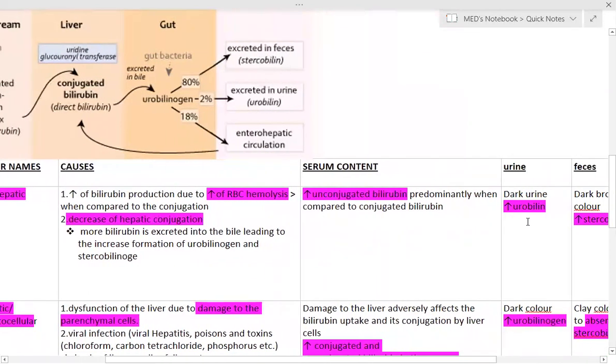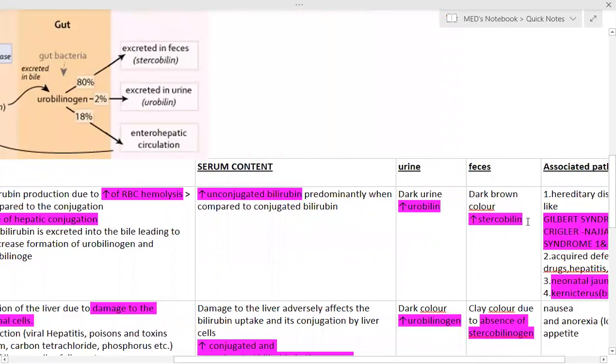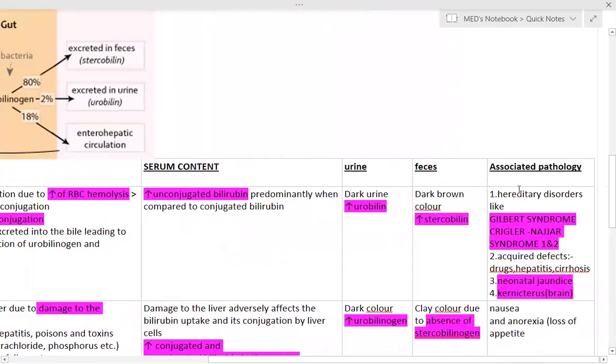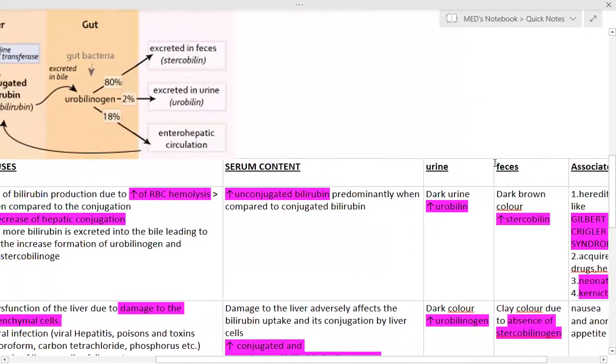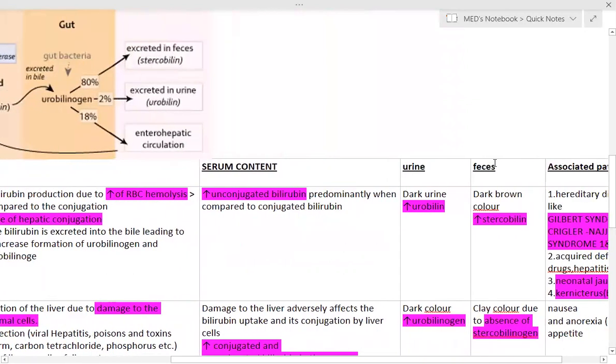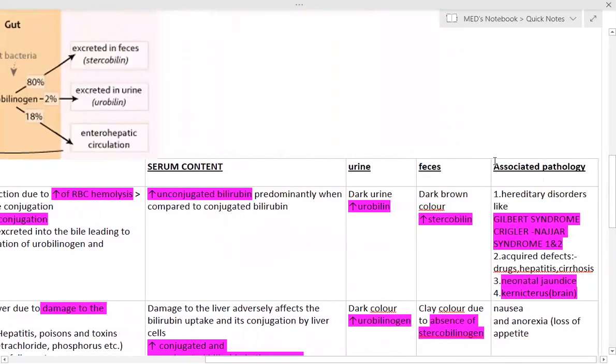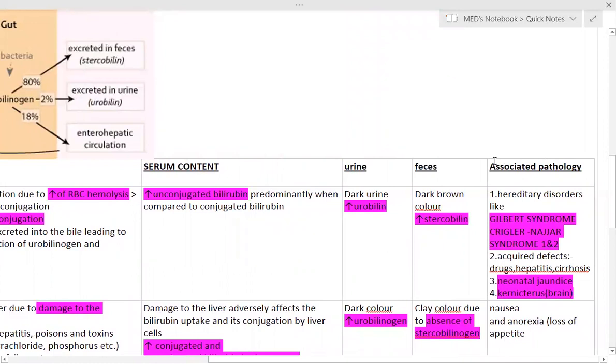Easy? Easy. Now, what happens with the urine? Now that the unconjugated bilirubin is increased, this will give darker urine color and darker brown feces. So there is an increase of urobilin and an increase of stercobilin. These are the 3 laboratory indexes. When you find them in a report, you can estimate it as hemolytic jaundice.